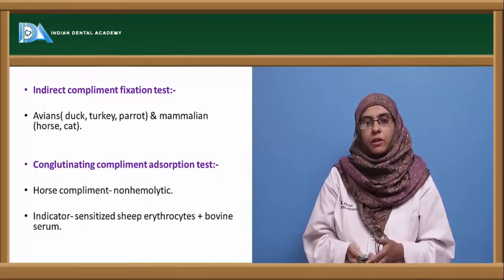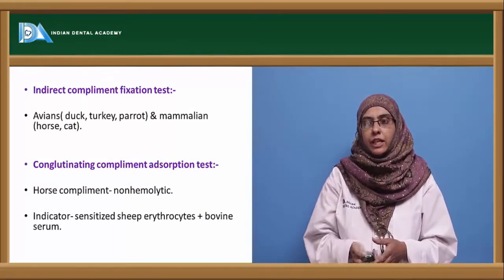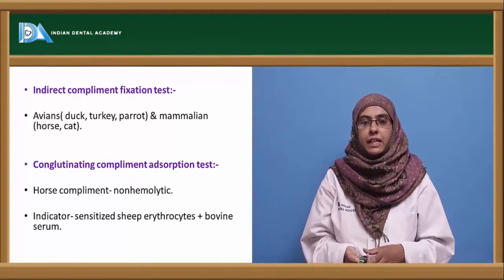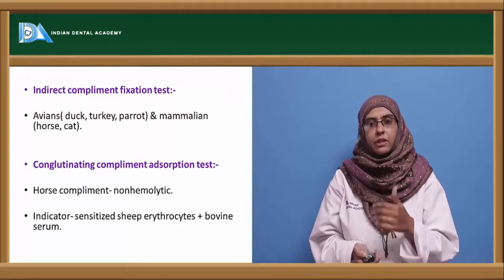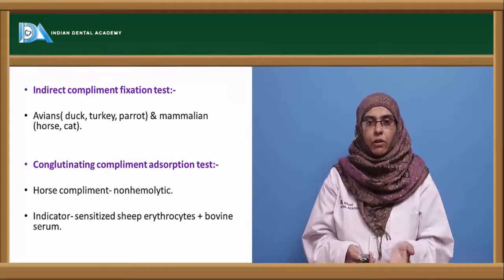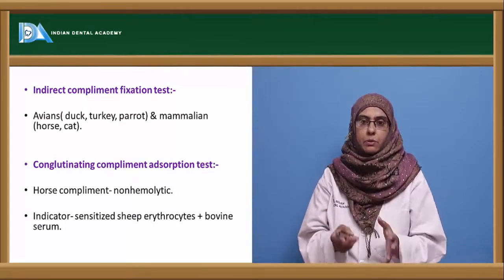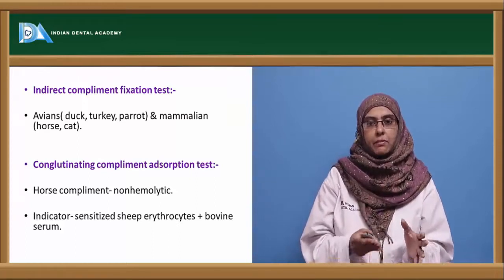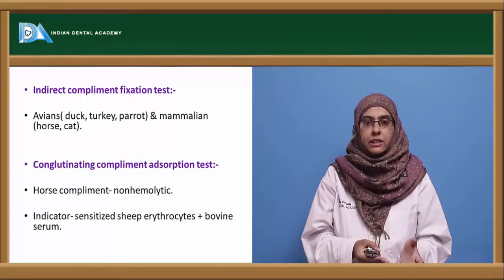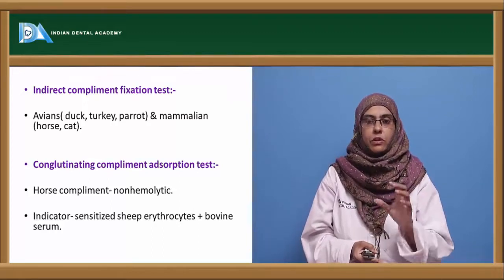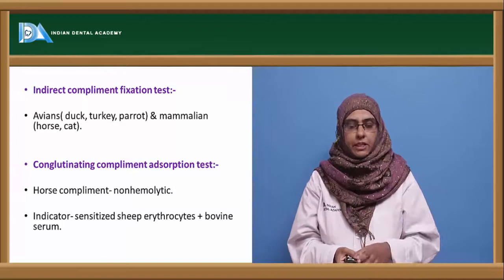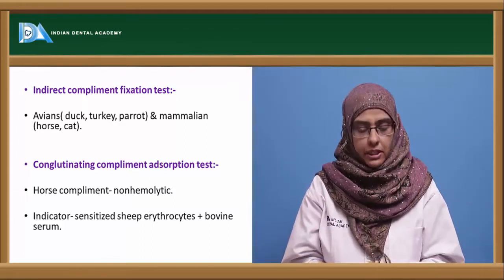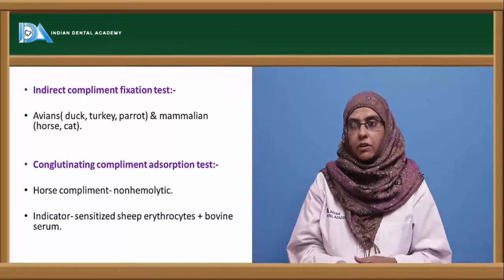So there are alternative forms of complement that are mostly used. In the case of avians and mammalians such as horses and cats, they do not fix the guinea pig complement. In that case we make use of an alternative complement, and the test procedure will be the same, but after the initial reaction has taken place, we add the standardized serum which contains the complement. So hemolysis indicates a positive test.